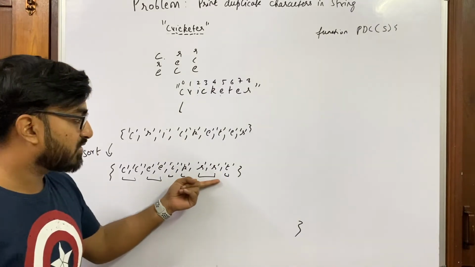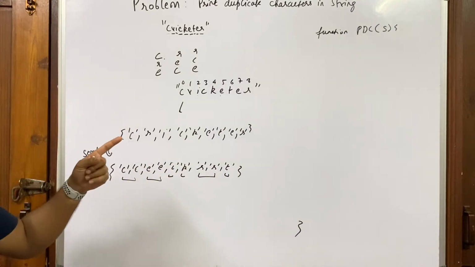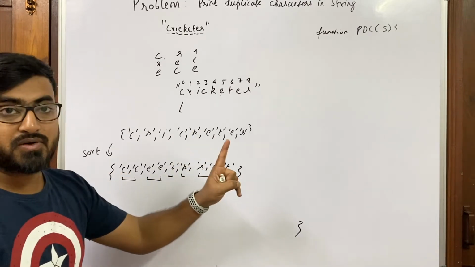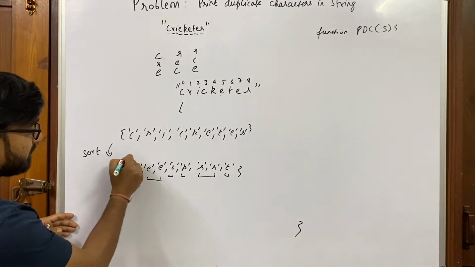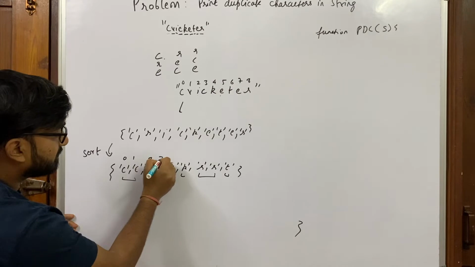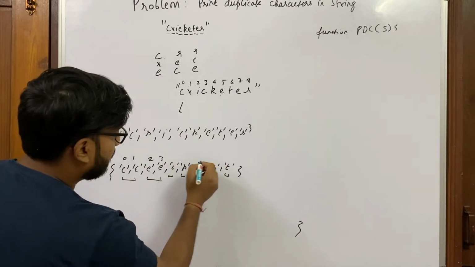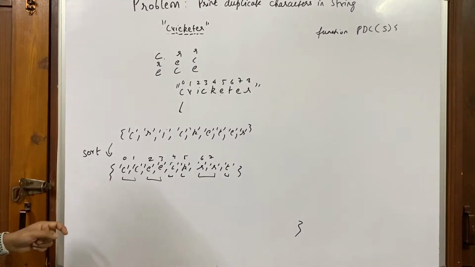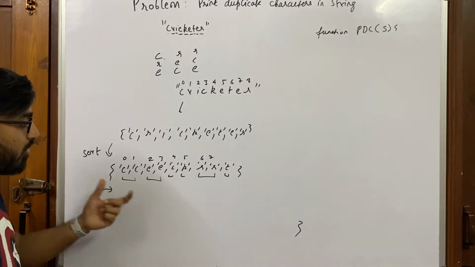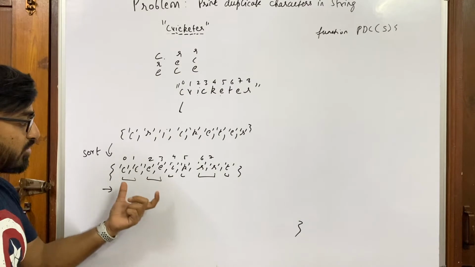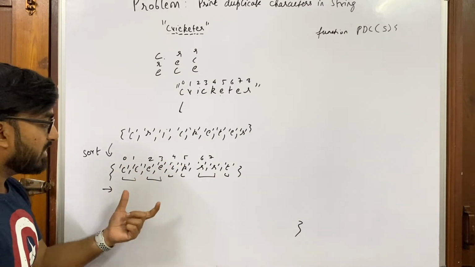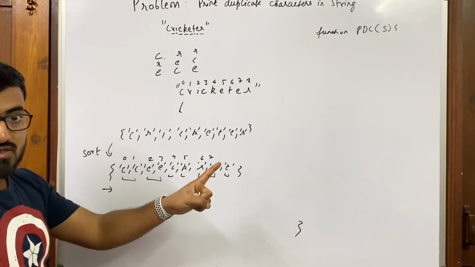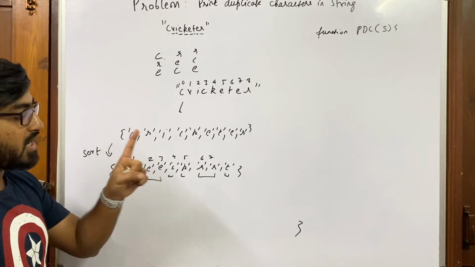From this you can observe that values that occur more than once occupy more than one continuous index. So C occupies indices 0 and 1, E occupies indices 2 and 3, R occupies indices 6 and 7. So what we have to do is basically count the number of continuous indices occupied by any given value, and if they occupy more than one continuous index, they appear more than once and we print it.